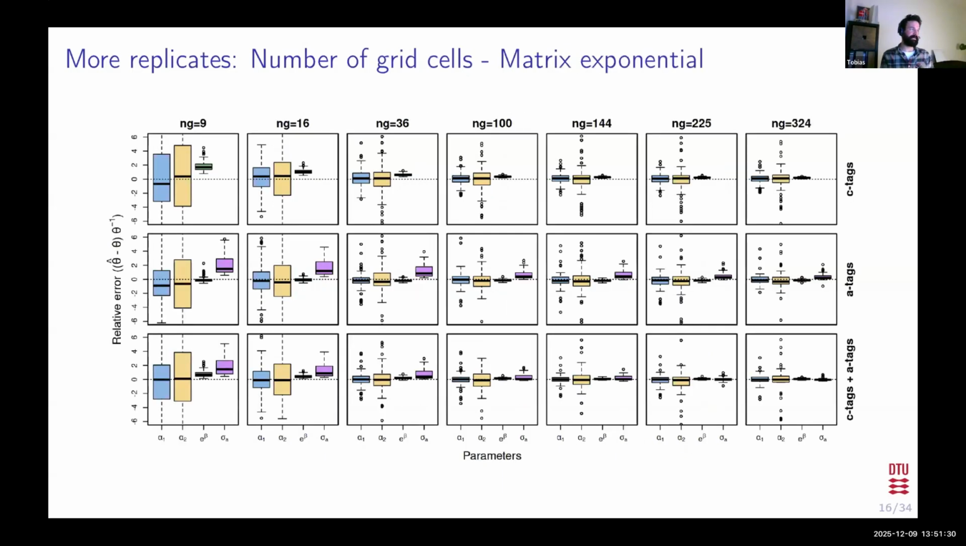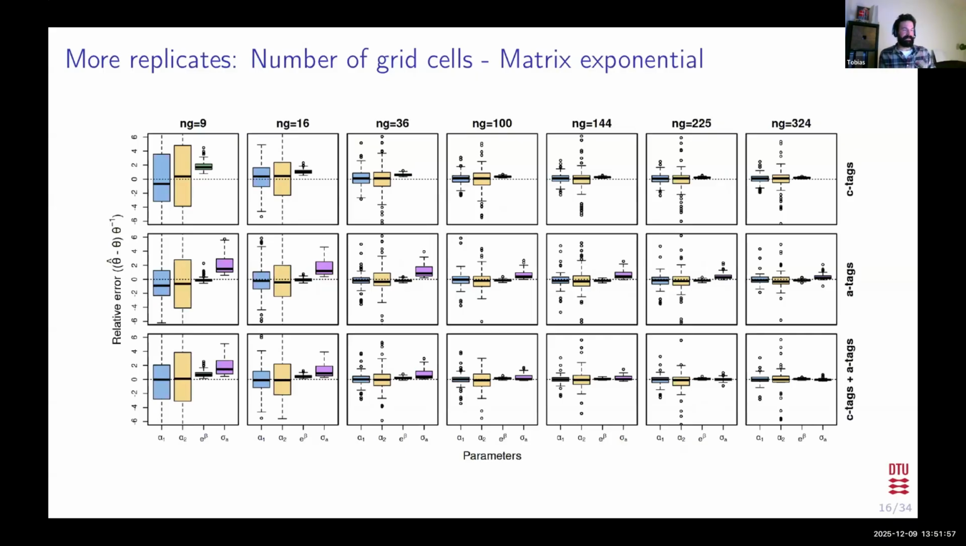But in addition to all of this, we also saw that the matrix exponential approach is actually dependent on the grid size. So if you scale it up to very large grids, you again get very uncertain estimates, and at least for the uncertainty of the archival tracks, also some bias.